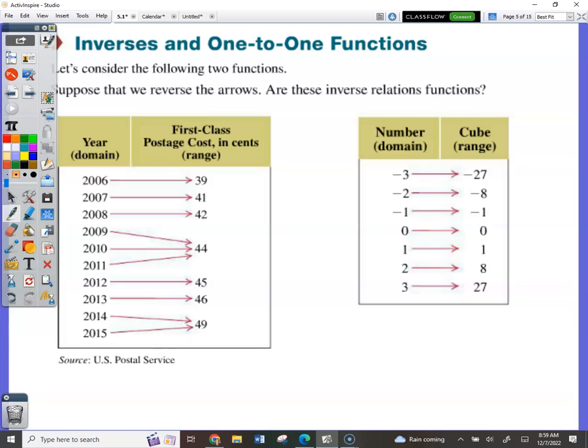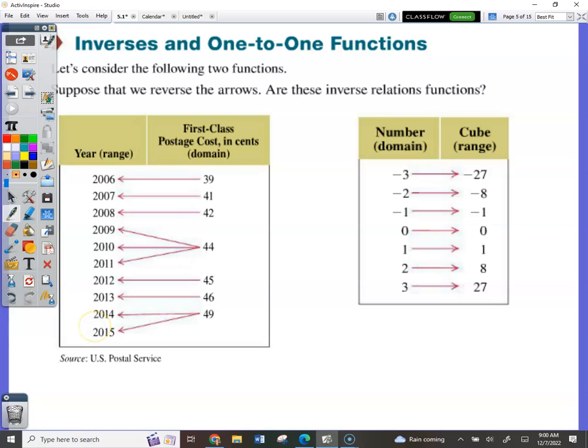If I wanted to find the inverse relation, I would just flip the arrows, right? Isn't that the same thing as flipping the x and the y? Okay, so watch my screen. Now the arrows have been reversed, right? Now the question is, is this a function?